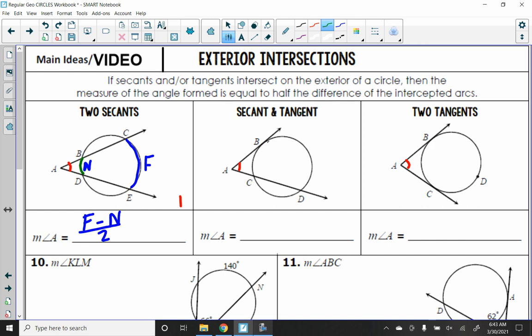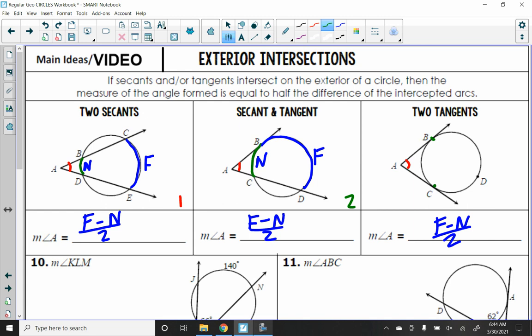Take a look at this second one. You have a near right here and a far in blue. So we have far minus near divided by 2. This is also going to be far minus near divided by 2. So all you're trying to do is identify the angle and the two arcs.